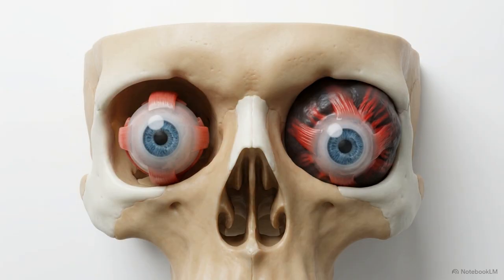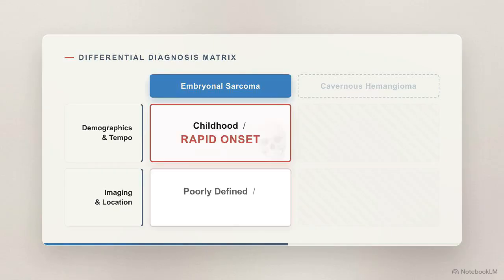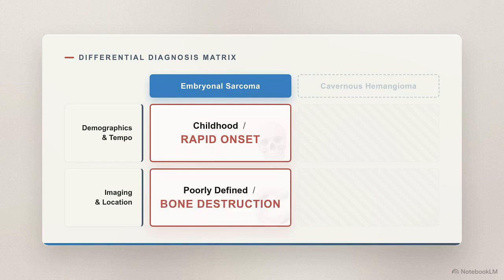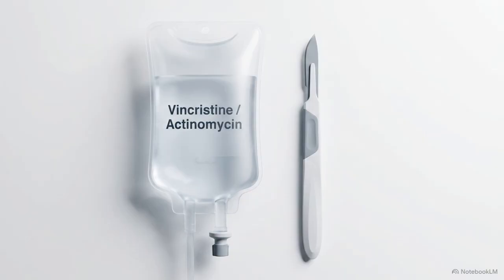If a patient presents with an expanding orbital mass but lacks the bilateral autoimmune hallmarks of TED, we shift the differential diagnosis toward primary orbital tumors. We split this differential by analyzing patient age, tempo, and anatomical location. First is embryonal sarcoma, the most common primary orbital malignancy in childhood, progressing rapidly. On a CT scan, it presents as a poorly defined mass, frequently destroying adjacent bony walls. Suspecting this tumor triggers an immediate protocol: prompt incisional biopsy, followed by systemic chemotherapy, specifically vincristine and actinomycin, and radiotherapy.